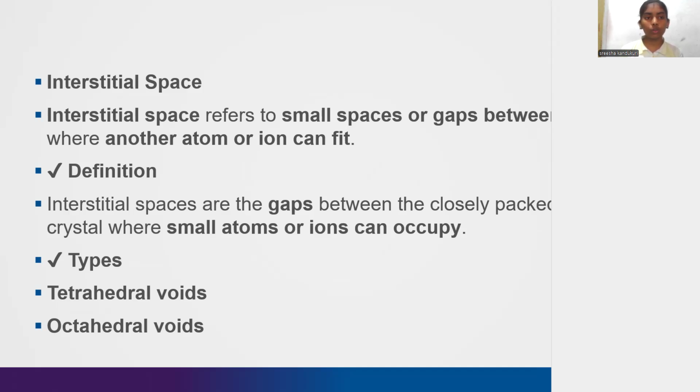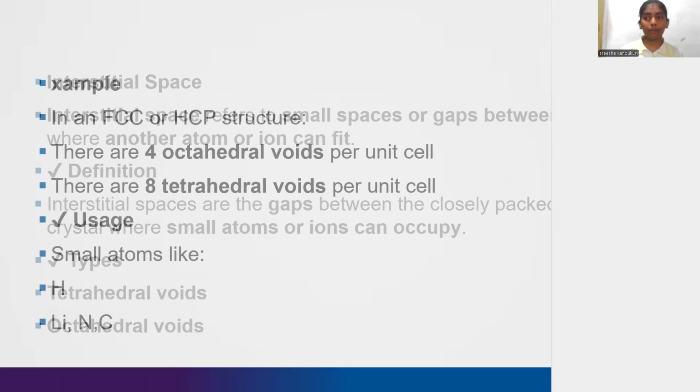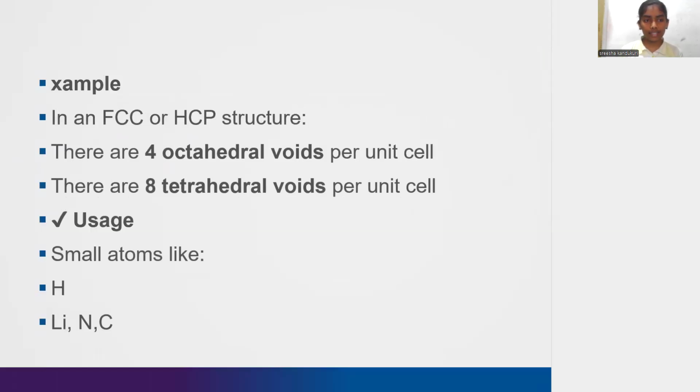Now let us move on to the examples. So we'll take one example. In an FCC or HCP structure, there will be 4 octahedral voids per unit cell and 8 tetrahedral voids per unit cell. And this usage will be helpful for small atoms like hydrogen, nitrogen, and carbon.